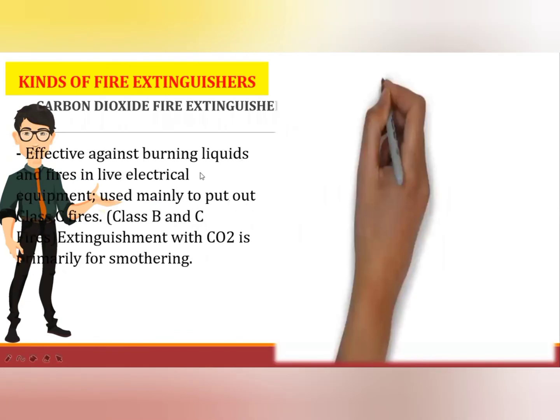Next is the carbon dioxide fire extinguisher, which is effective against burning liquids and fires in live electrical equipment, used mainly to put out Class C fires and also Class B, wherein the fire extinguishment with carbon dioxide is primarily by smothering.